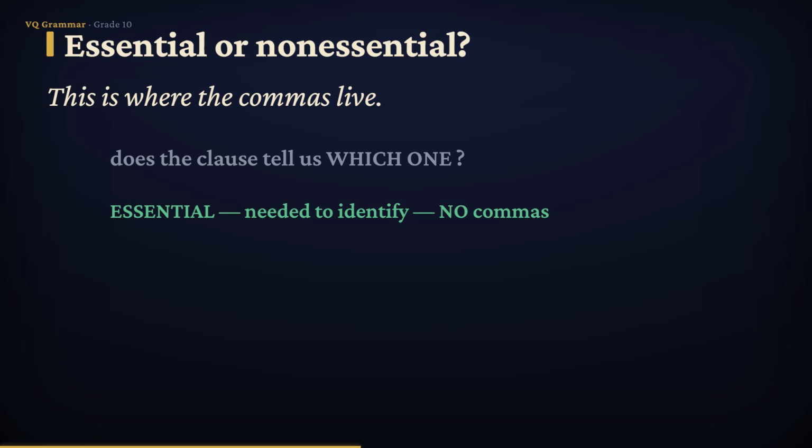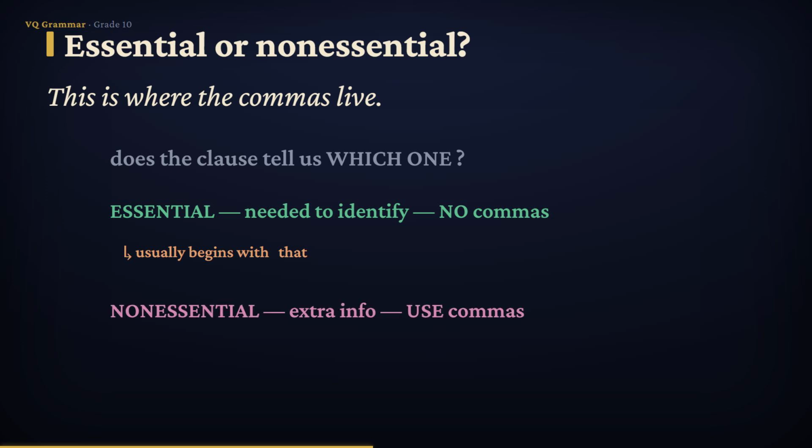Because it is doing necessary work, an essential clause takes no commas at all, and it usually begins with that. Second flavor. A non-essential clause is different. It adds extra, interesting information, but the sentence already knows exactly which one it's talking about. Since the clause is bonus material, you set it off with commas, and it usually begins with which.